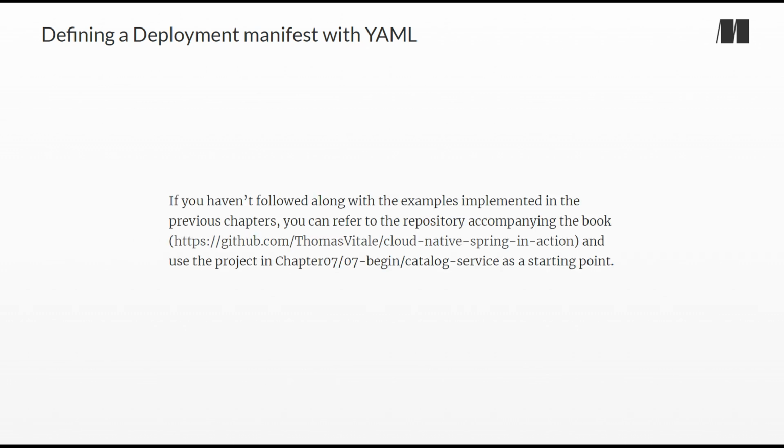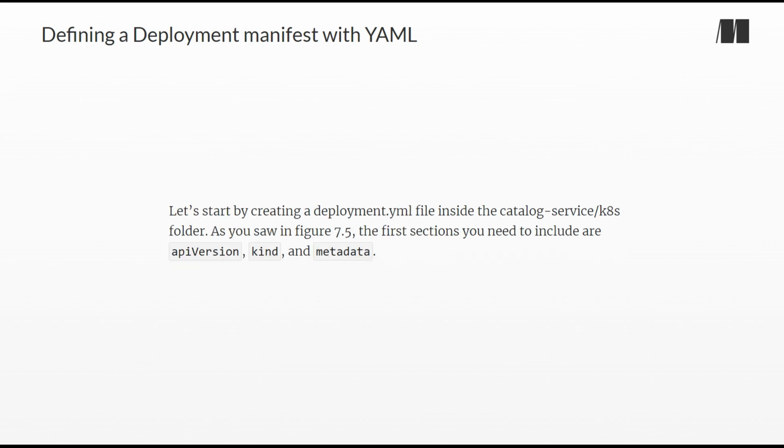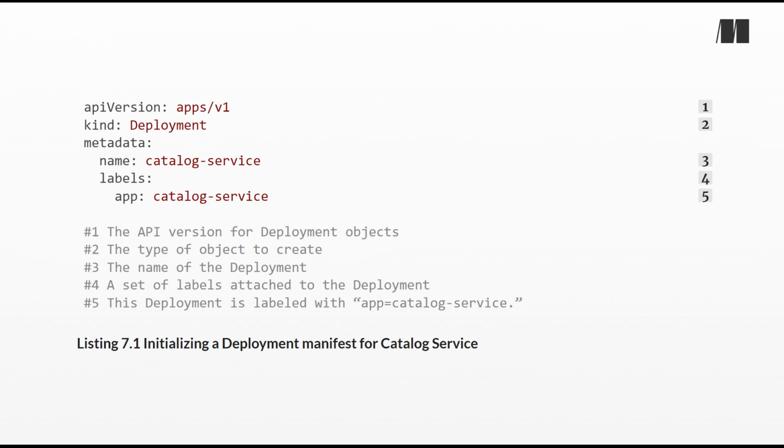Note: if you haven't followed along with the examples implemented in the previous chapters, you can refer to the repository accompanying the book, see this link, and use the project in Chapter07/07-begin/catalog-service as a starting point. Let's start by creating a deployment.yml file inside the catalog-service/k8s folder. As you saw in Figure 7.5, the first sections you need to include are API version, kind, and metadata. Listing 7.1. Initializing a deployment manifest for catalog service.